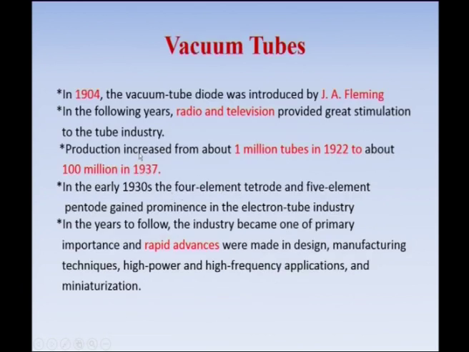Before the transistor was invented, in 1904, the vacuum tube diode was introduced by J.A. Fleming. Because radio and television gave greater stimulation for the tube industry, the production of tubes increased from about 1 million tubes in 1922 to 100 million in 1937.